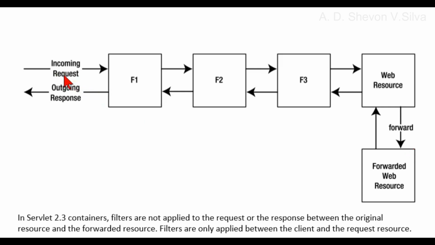Here you can see the incoming request is passed to F1, F1 is connected to F2, F2 is connected to F3, and F3 is connected to the web resource. The web resource is connected to the forwarded web resource via forward, and the forwarded web resource is connected back to the web resource. Then the web resource is connected to F3, F3 to F2, F2 to F1, and F1 provides the outgoing response.